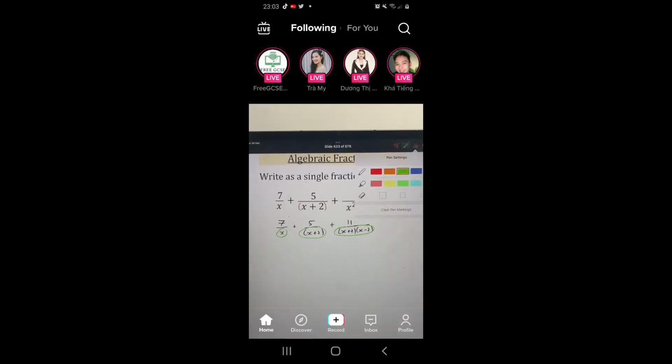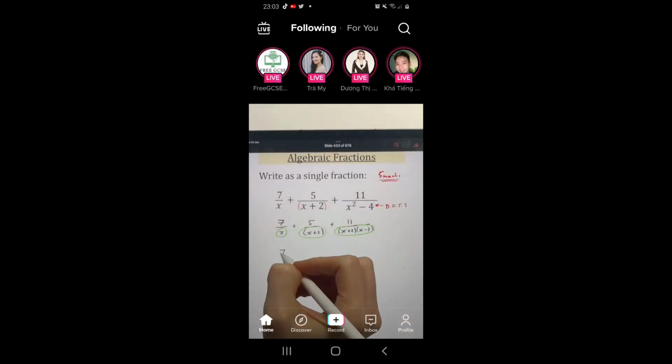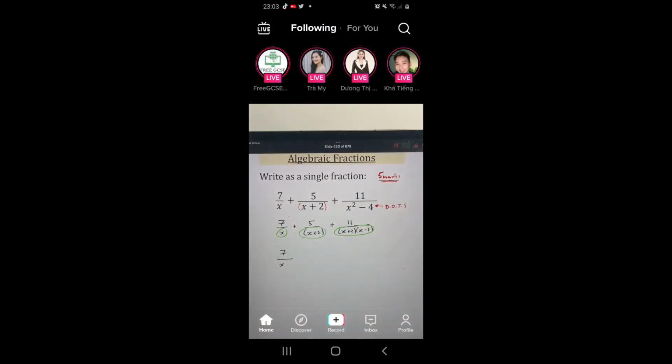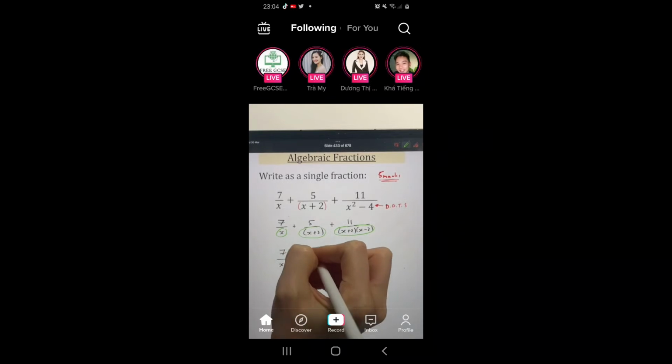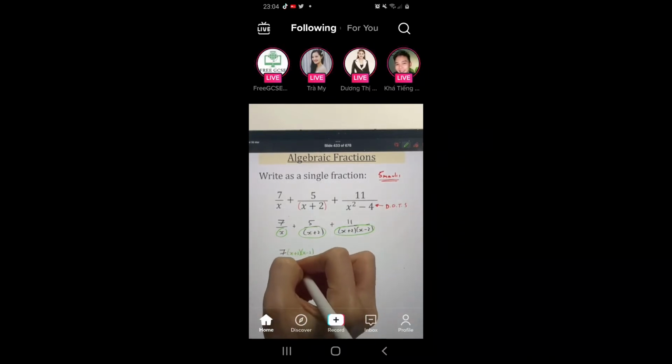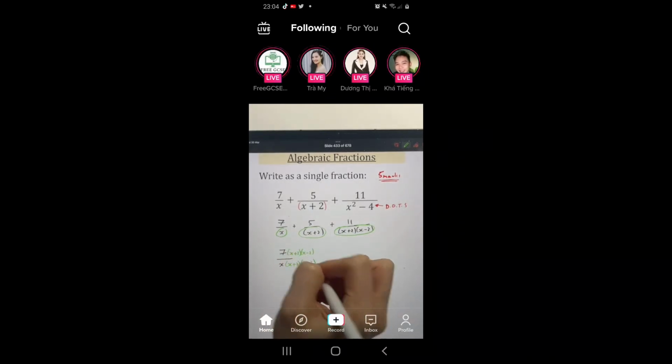So now all I have to do is go back to each fraction. My first fraction, I had 7 over x. I need it to have x multiplied by x plus 2, x minus 2. I can do anything to a fraction as long as whatever I do to the top, I do the same to the bottom, i.e. multiplying. So here I need to have x plus 2, x minus 2 on the bottom. So I'm going to have to multiply the top by x plus 2, x minus 2, and the bottom by x plus 2, x minus 2.